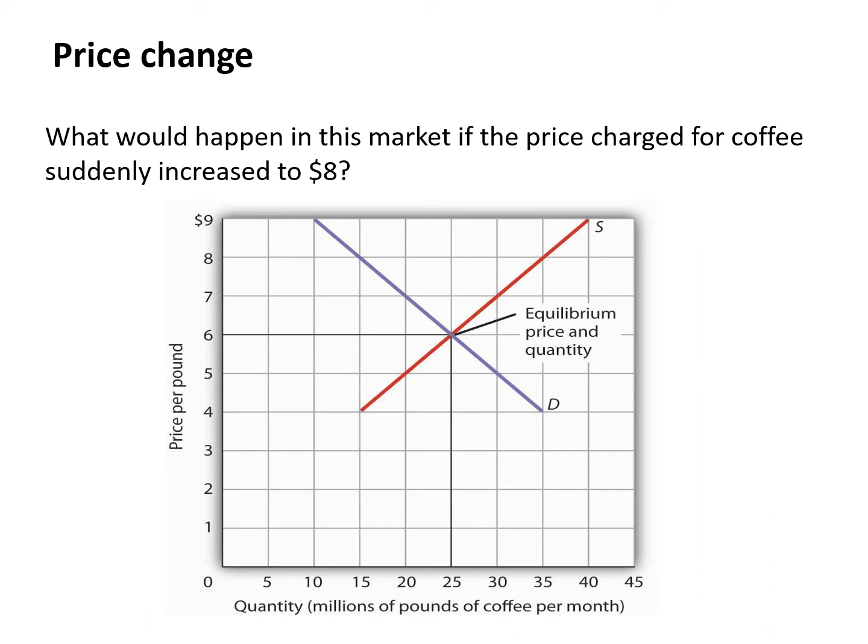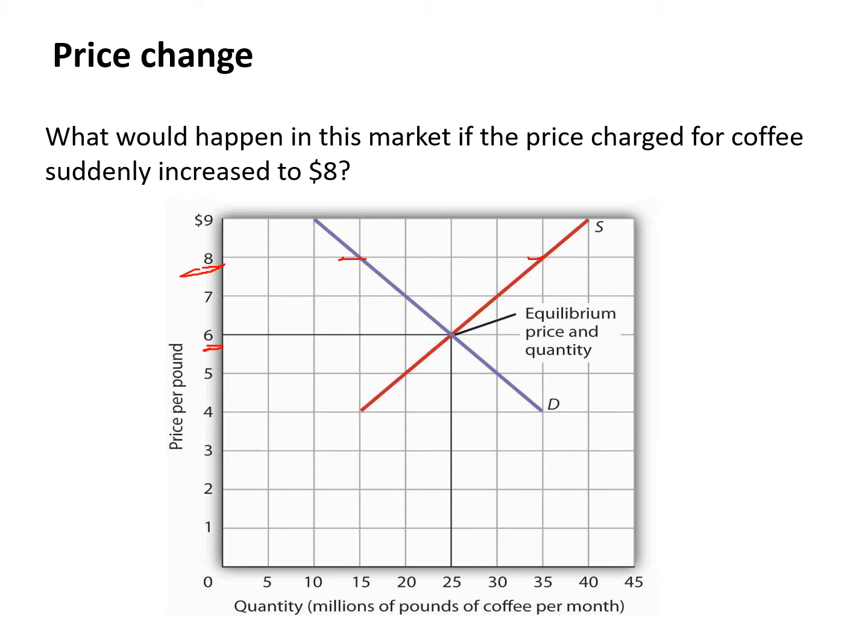Now what would happen in this market if the price of coffee suddenly increased to 8? If the price used to be 6 over here, and suddenly the price of coffee increased to 8, what will happen over here? There will be what? More supply than demand. At this point, you can see there is more.